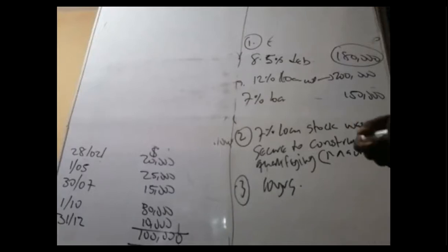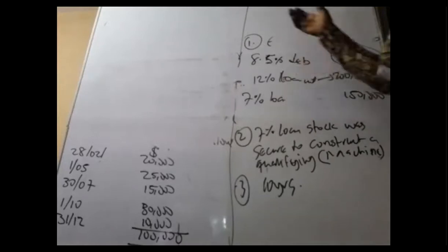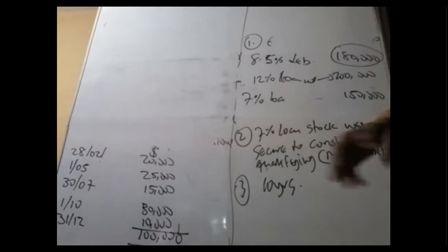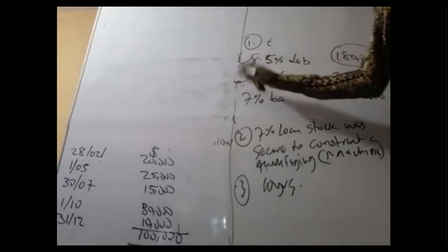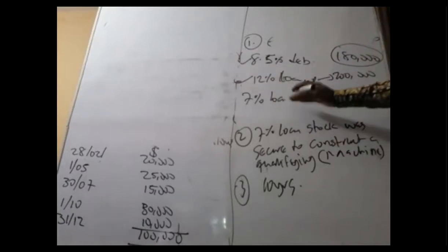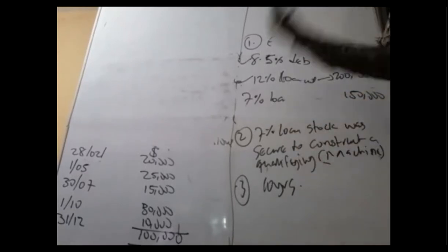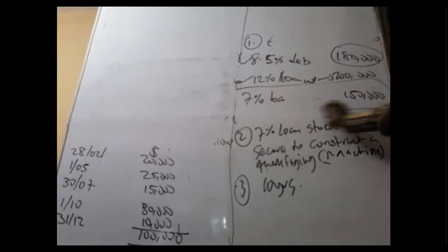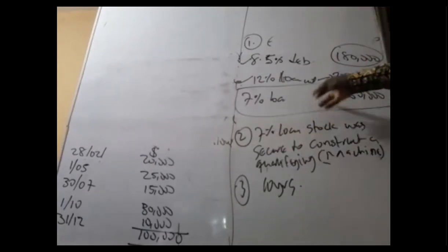That is it. So out of these three loans that we have here, which of these loans do not have a purpose? So add all those ones. This one does not have a purpose, this one does not have a purpose. So they are idle. But this 7% loan stock has a purpose. We were told that the loan stock was secured to construct another qualifying asset. So that means this loan is busy. They are busy using this loan to construct a qualifying asset. So we should not include that.